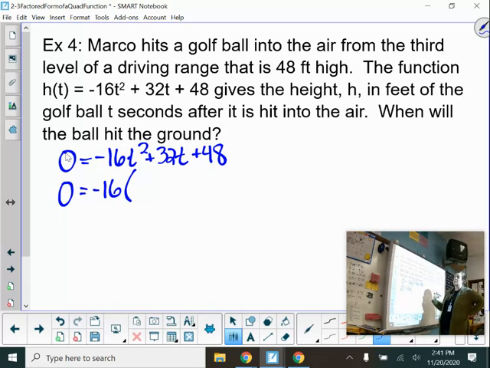And this is something you'll be doing in some of the IXLs for our class. So when we take out that negative 16, I'm going to be left with a t squared. Notice it's now positive because I've divided it by that negative. When I take the negative 16 out of the positive 32t, remember when we take it out, we're really dividing. So we're going to be left with a minus 2t. And then when I take it out of the 48, I have a minus 3.